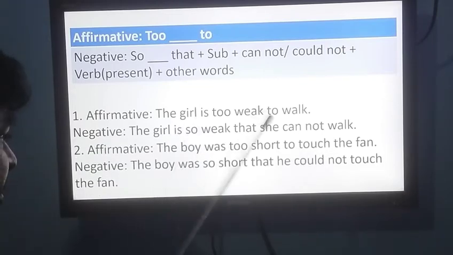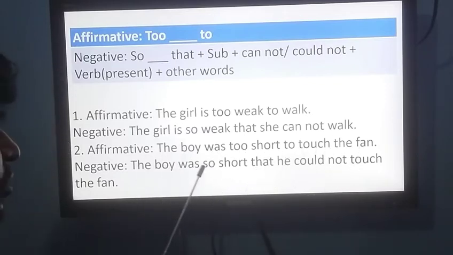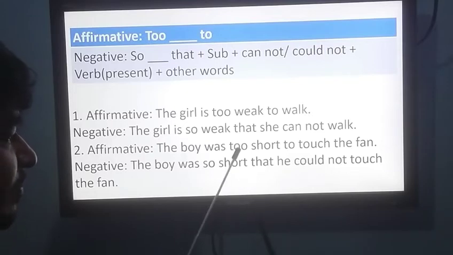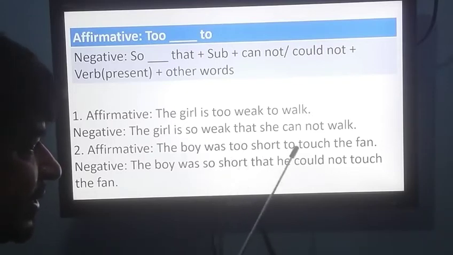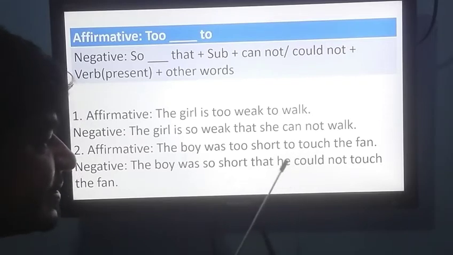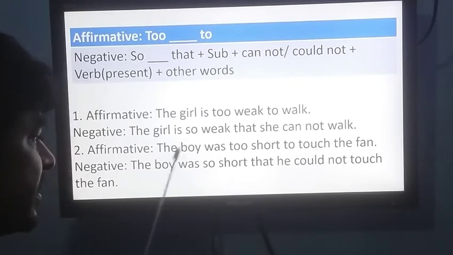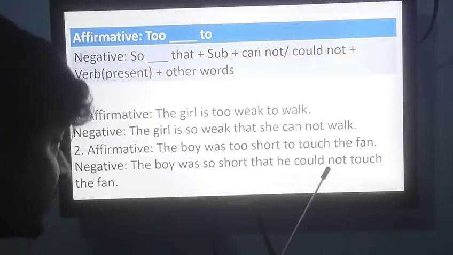Here see another example. The boy was too short to touch the fan. The boy was so short that... In place of "to" we have used "so" here, then "short", then in place of "to" we have used "that", then the subject again. The pronoun of the subject, the boy, is "he". So then we have used "could not" here.